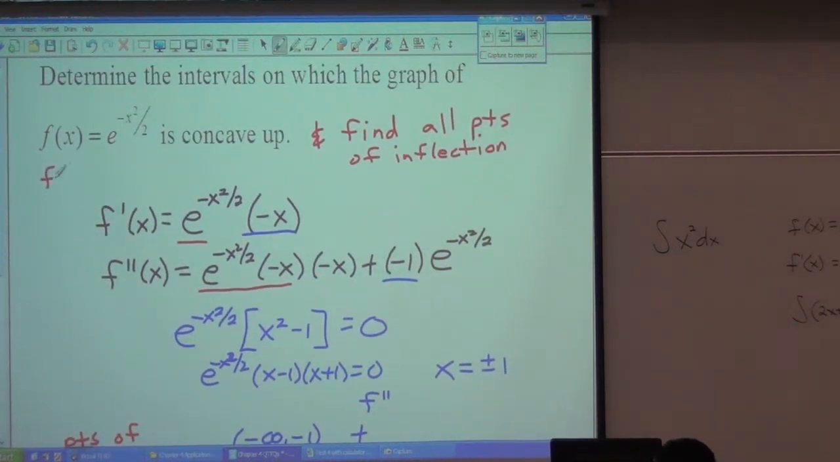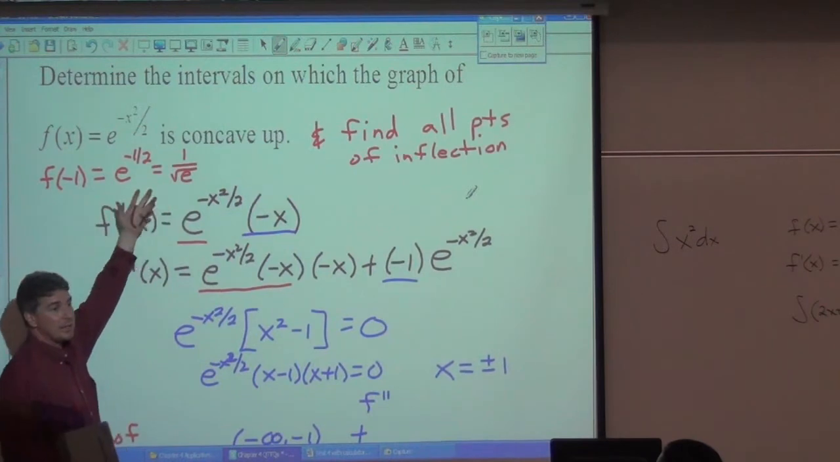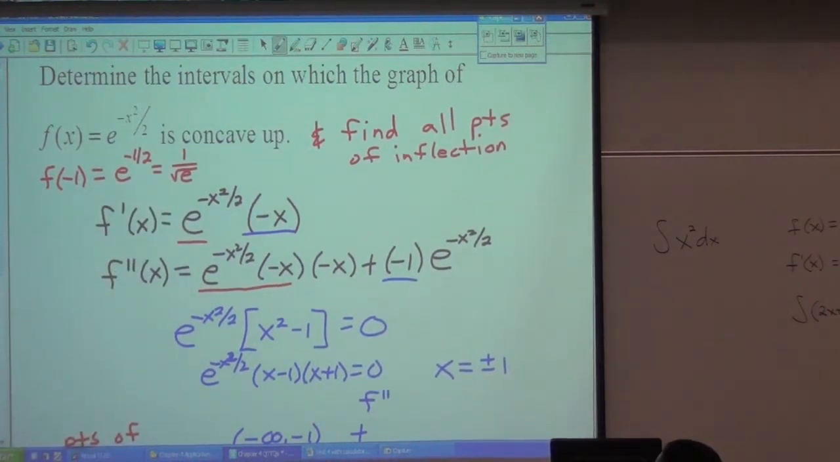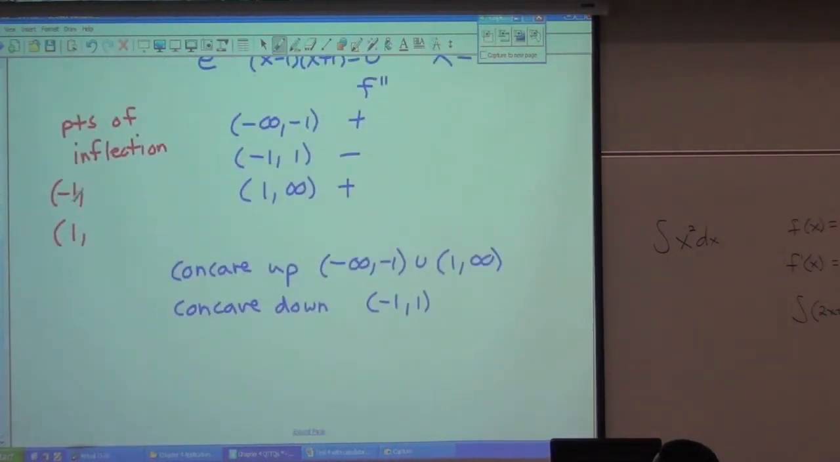So I need to find f of negative 1. That would be e to the negative 1 squared, which is 1, over 2, so e to the negative 1 half. Which we can make 1 over e to the half, or make it 1 over the square root of e. I don't know if that's any nicer. Leave it like that, I don't care. So one of the points of inflection, when x is negative 1, the y is e to the negative half.